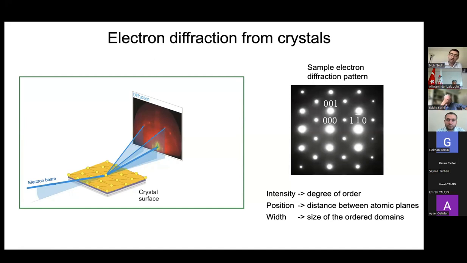The intensity of these spots basically tells you the degree of order. The position tells you the distance between these atomic planes, and the width of these black spots basically tells you the size of the ordered domains. If the entire sample is ordered, then these would be very narrow, sharp peaks.